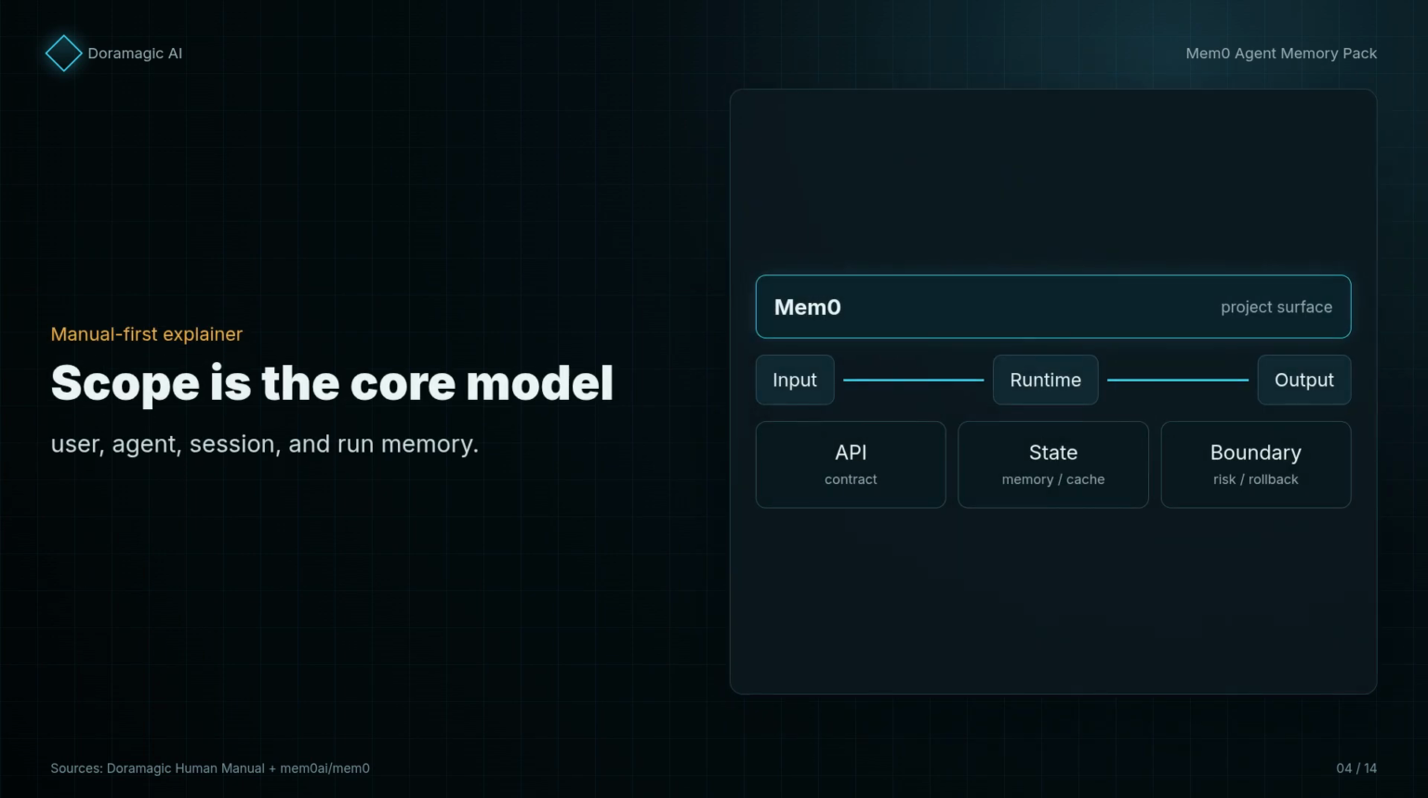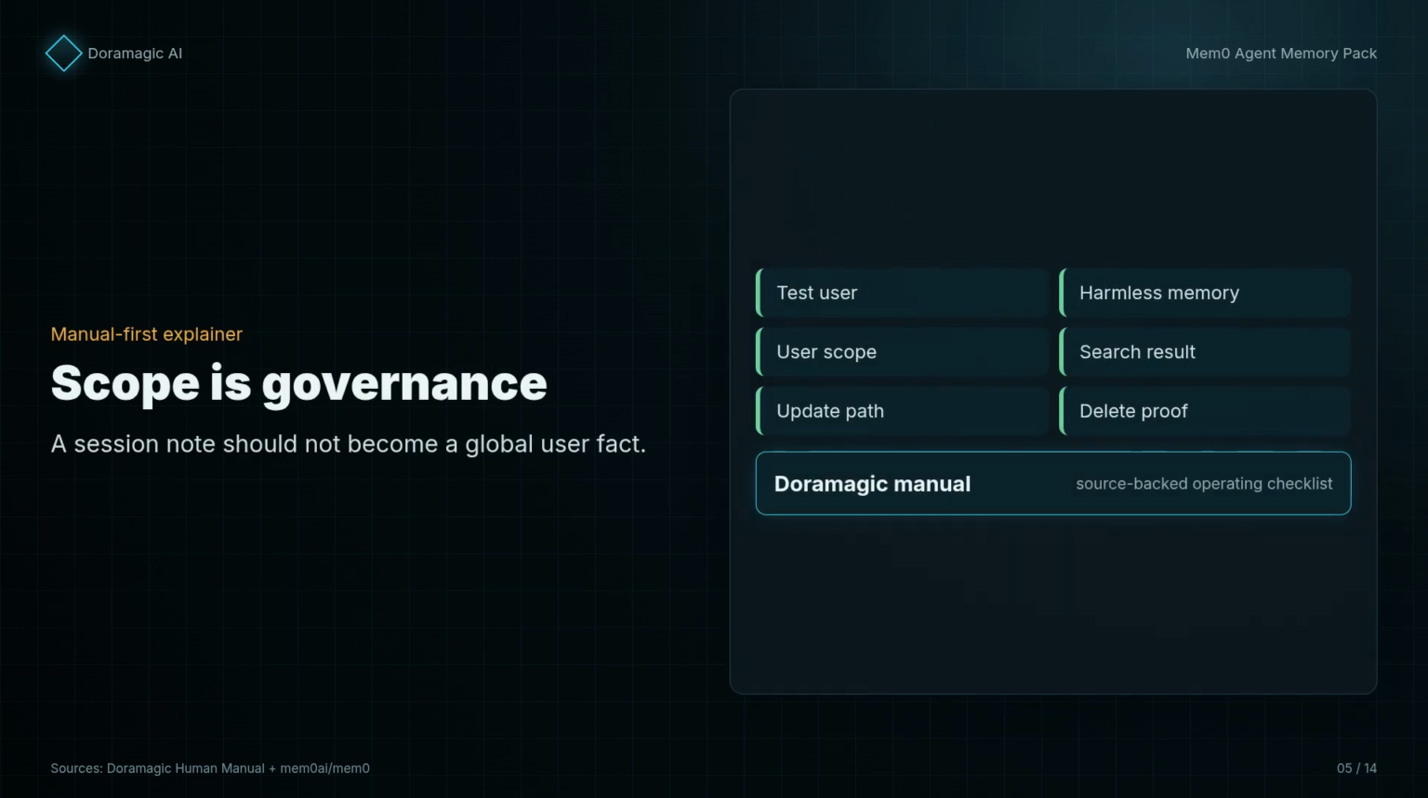That distinction matters because memory is not just retrieval. It is governance. If a preference belongs to one user, it should not leak into another user. If a fact was only relevant in one session, it should not become a permanent personality trait.